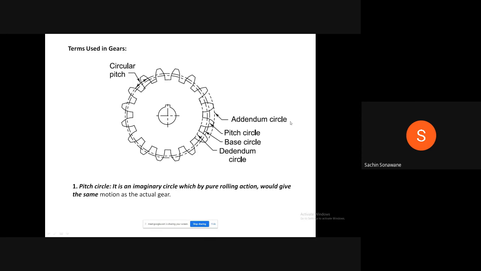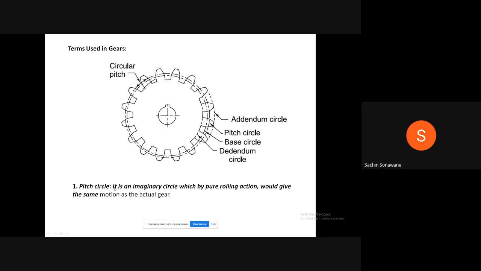Therefore, whenever you will find a gear, we do not know which part of the tooth it is or what the name of that part of the tooth is. Therefore, there are different terms or terminology in case of gear. Now you are observing the diagram. First of all, we will see the definition of pitch circle.